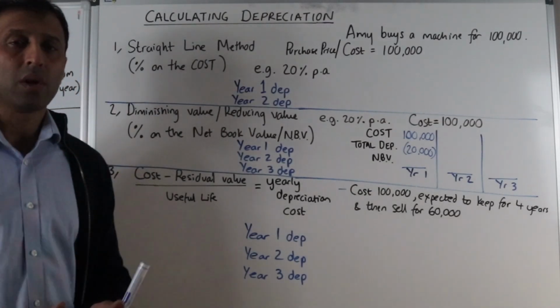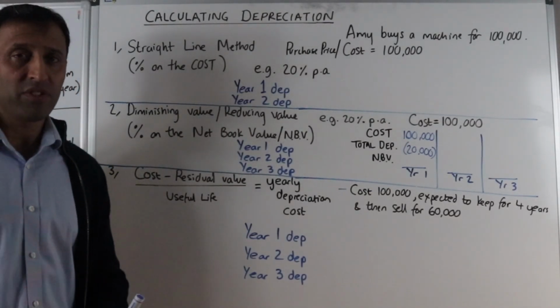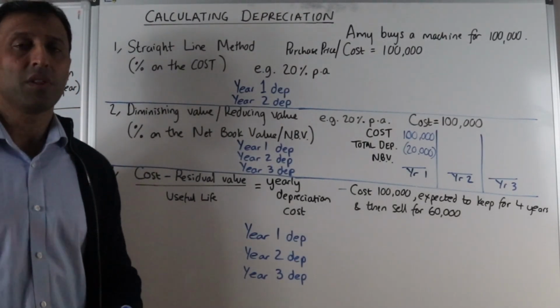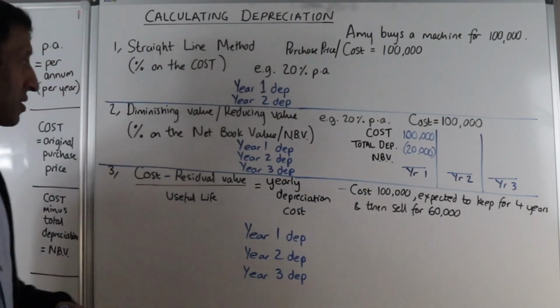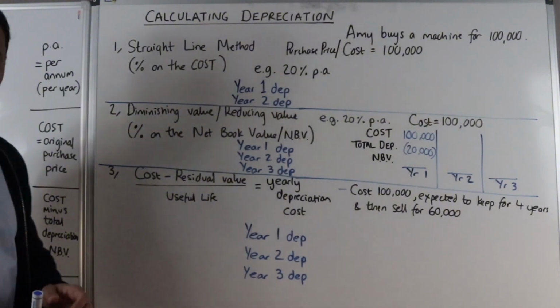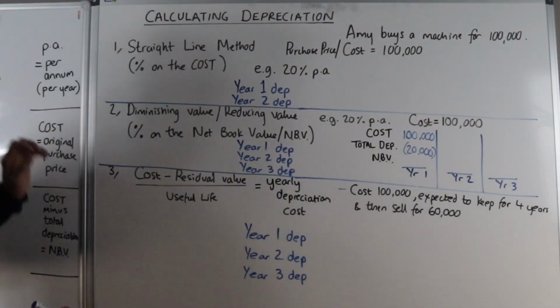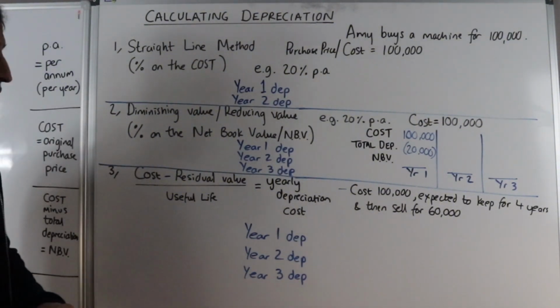Okay, welcome to a quick look at calculating depreciation. Depreciation is a loss on the value of our non-current assets. A few things to go through at the start. PA means per annum, which means per year. So we will usually use that notation.